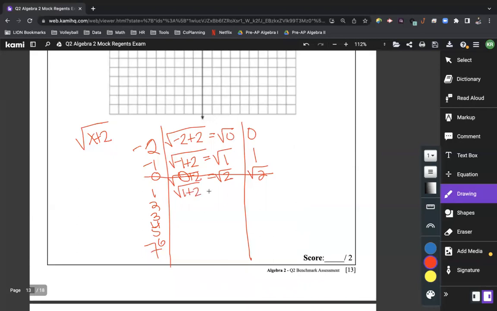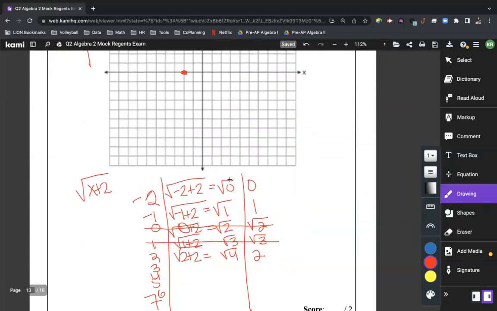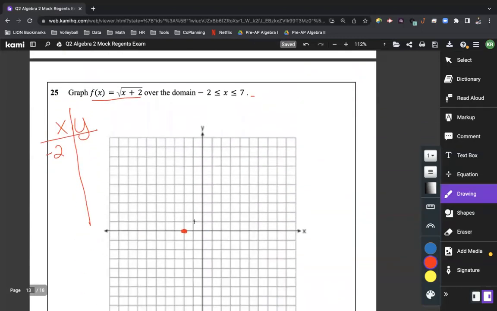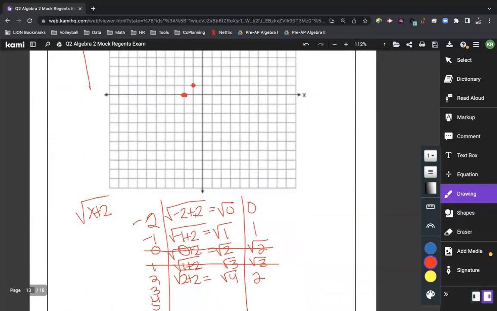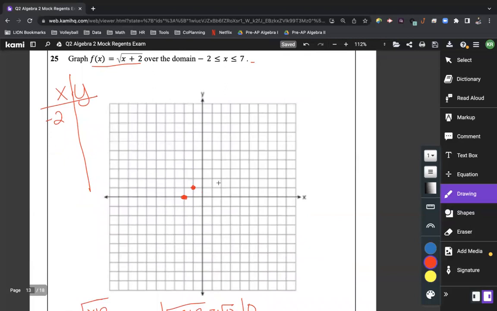Then we have 1 plus 2, which is radical 3. You can't plot radical 3. Move on. 2 plus 2 is radical 4. The square root of 4 is 2. That's the next ordered pair, 2, 2. Oh wait, I didn't do this one. So this is -1, 1. And then we have 2, 2.